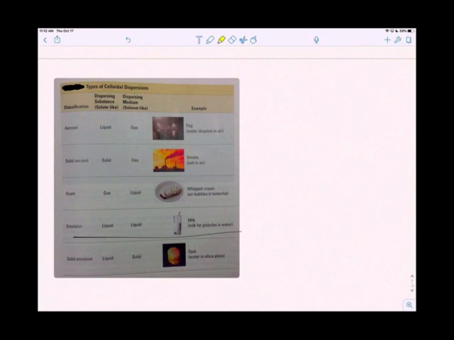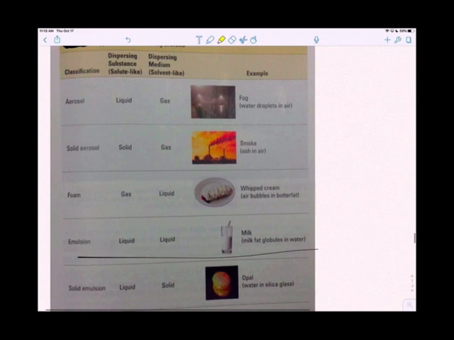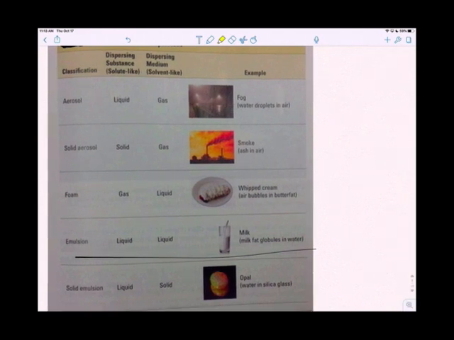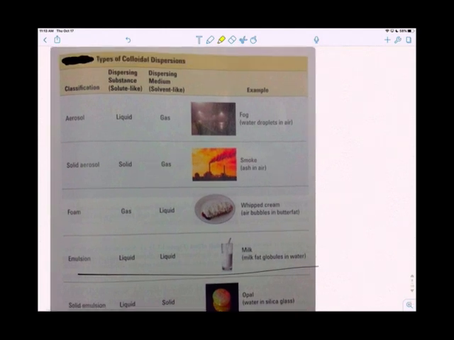By entropy, you can get two phases of things that mix in a way. The first one is an aerosol, where you get a liquid suspended in a gas. So clouds and fog are water droplets suspended in air. That is called an aerosol, and that's also known as a colloidal dispersion.